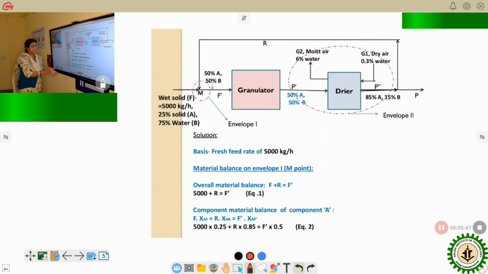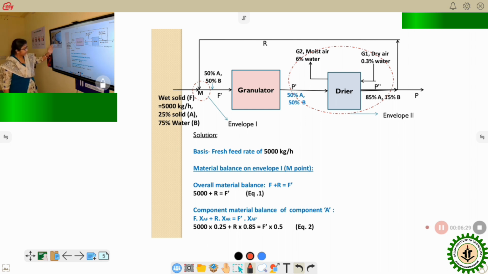You can take as basis the fresh feed rate of 5000 kg per hour. If I draw the envelope around this endpoint and do the material balance on this envelope 1, the overall material balance we can write in this way: F plus R equals F dash. Putting the value of F, we get the equation 5000 plus R equals F dash. That is equation 1, which is formed. Next, the component material balance of component A.